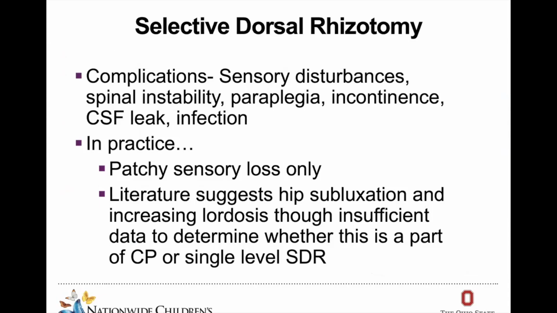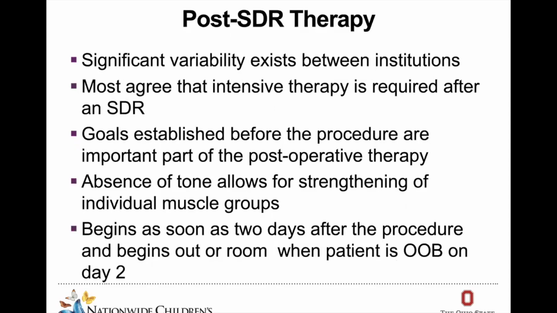The complications that we see are oftentimes sensory disturbances lasting 2 to 4 weeks. We talk about paraplegia and incontinence. We're not seeing it, haven't seen it ever. And then CSF leak, we can get a little bit of accumulation of fluid underneath. With the use of vancomycin powder, we haven't had an infection in over 5 years. The literature suggests hip subluxation and increasing lordosis, though there is insufficient data to determine whether this is part of CP or part of the single level SDR.